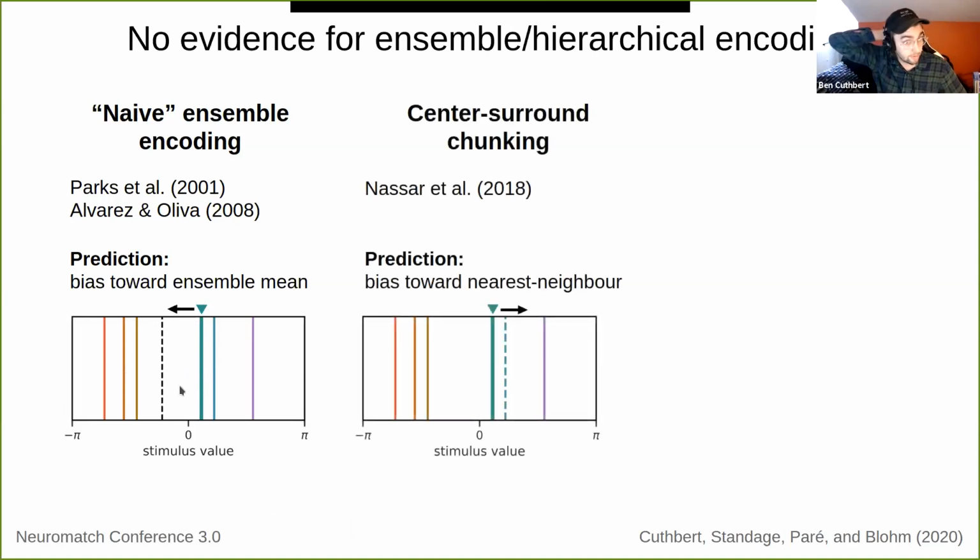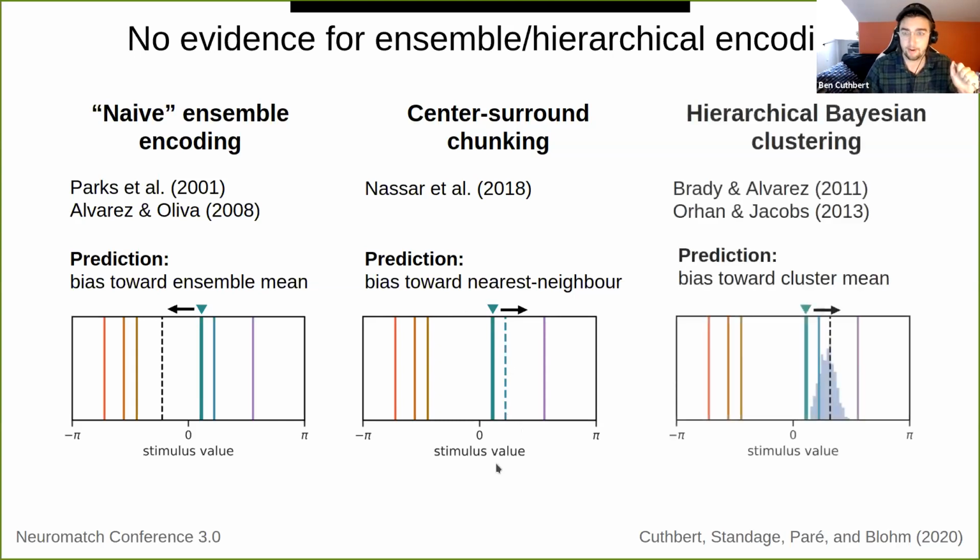An alternative was introduced in 2018 by Nasser et al. They did a whole bunch of different modeling, and they essentially predicted that a report should be biased toward the nearest neighbor, so that there should be a bias between reporting an item and the closest item that was simultaneously presented.